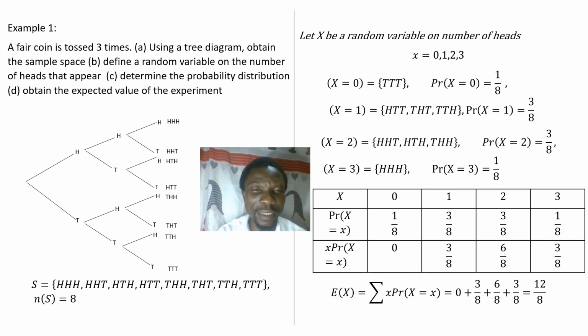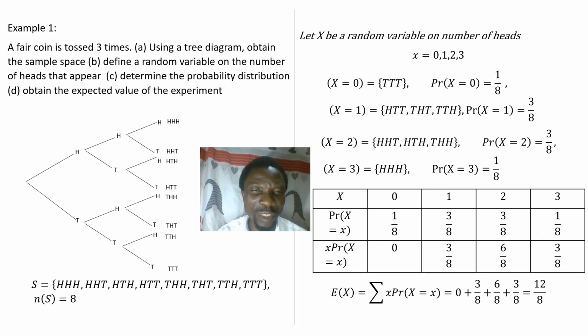Let's take a look at this example on probability distribution. The example reads, a fair coin is tossed three times. Using a tree diagram, obtain the sample space, define a random variable on the number of heads that appear, determine the probability distribution, and obtain the expected value of the experiment.